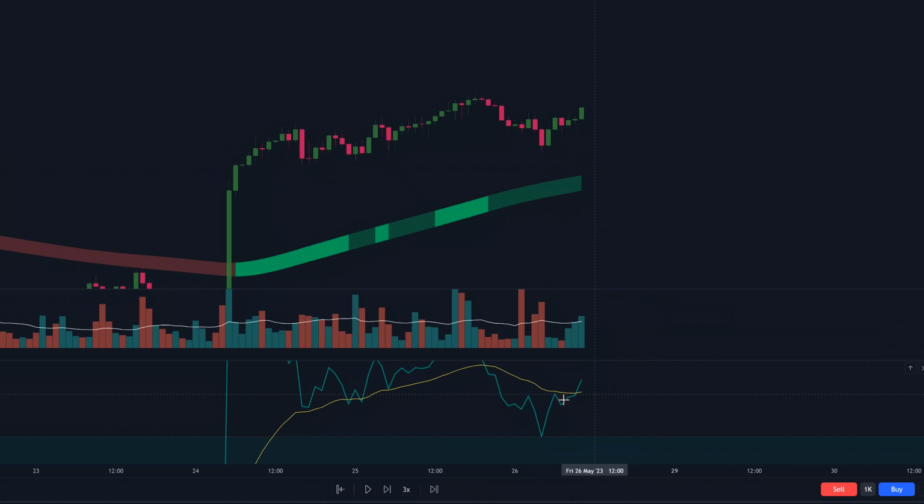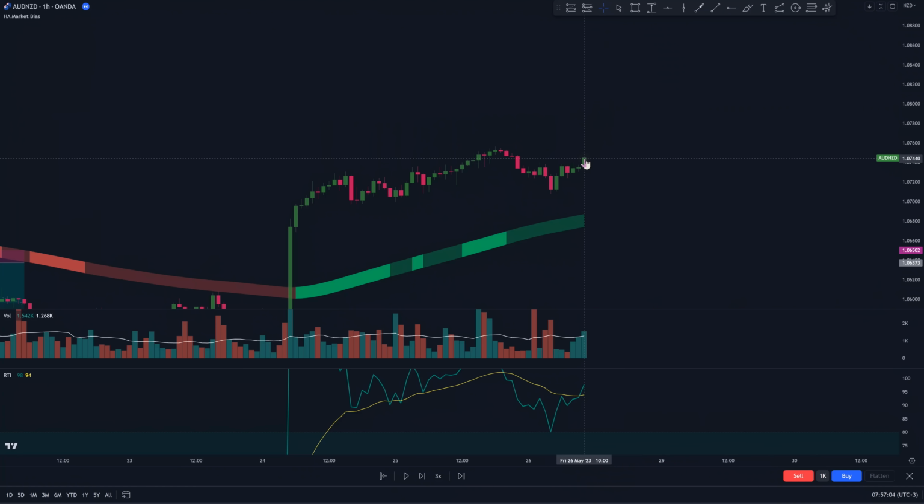When this green line is below this yellow moving average, that indicates a market correction or retracement, which comes to an end as soon as the green line crosses above the yellow moving average. So this crossover basically indicates a higher probability of a bullish trend continuation.